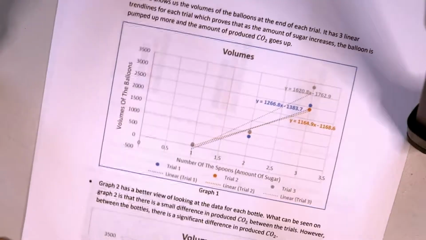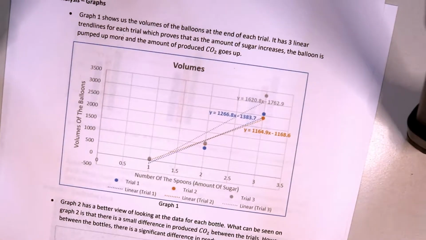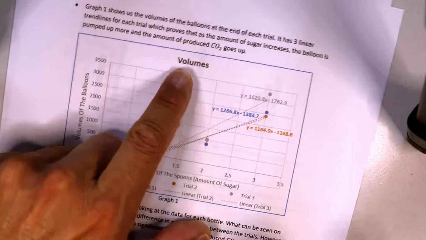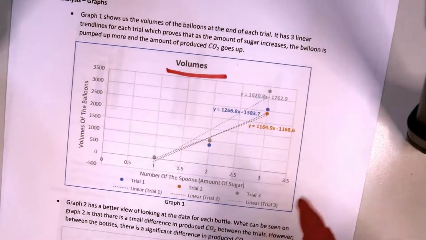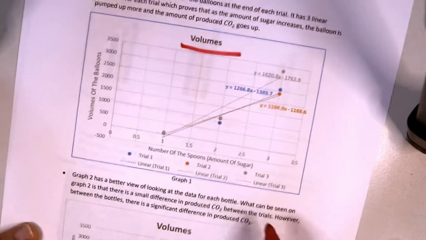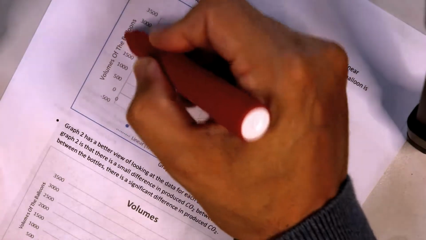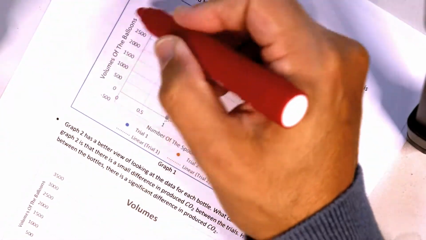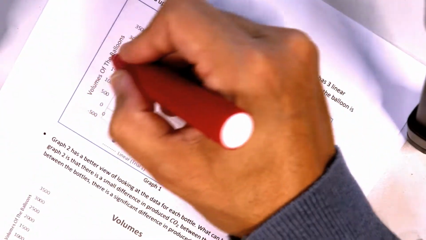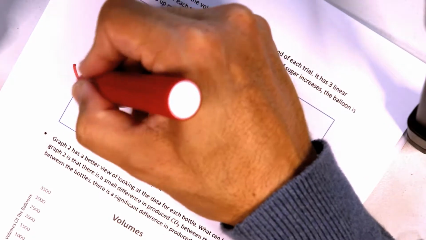So now we have graphs, okay? The graph shows the volumes. Come on, volumes of what? I don't get it. What are the units? So the volume of the balloons, units are missing. What is the volume in, cubic centimeters or liters? Some units are missing.